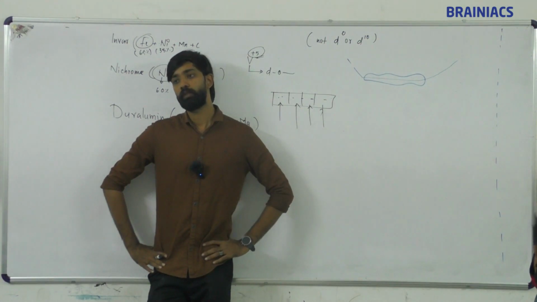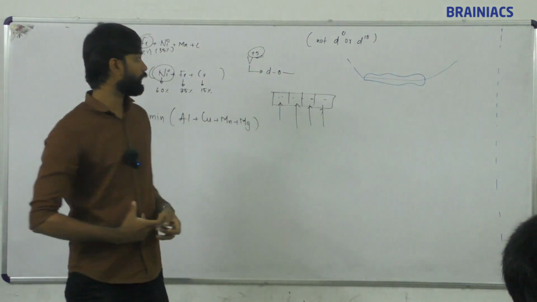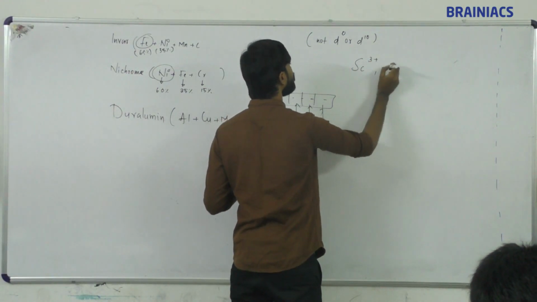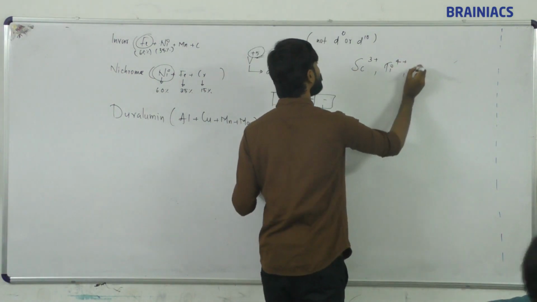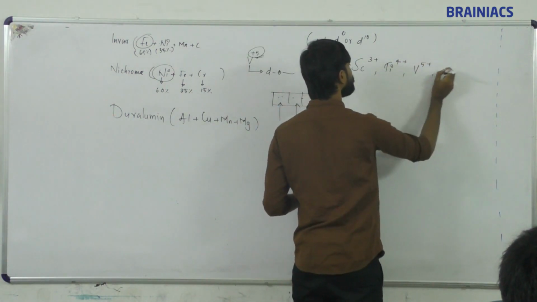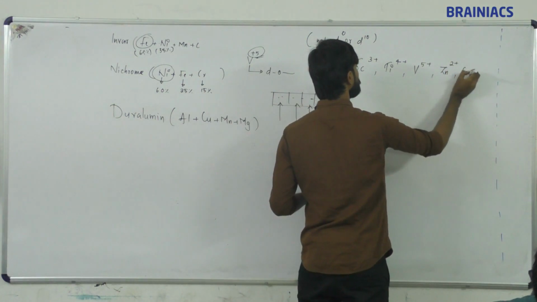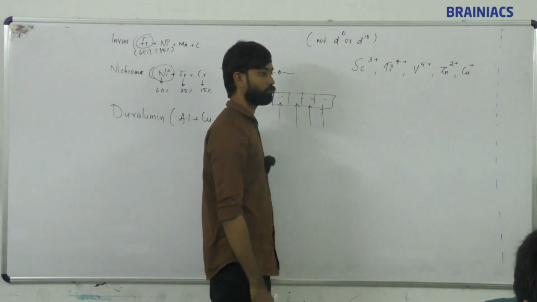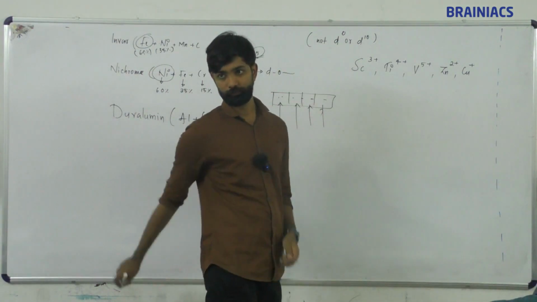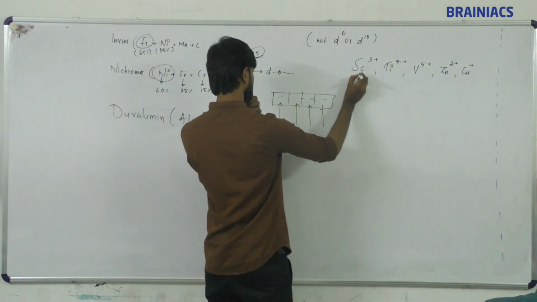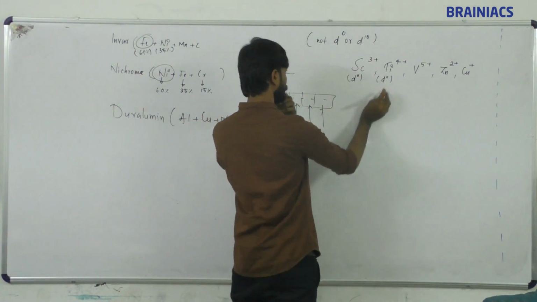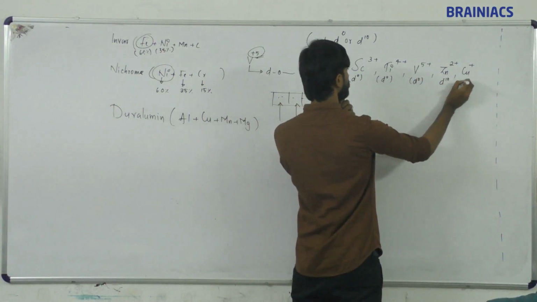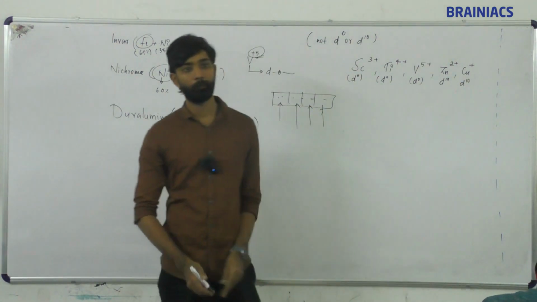Example: Sc3+, Ti4+, V5+, Zn2+, Cu+ are colorless. Reason? These first ones are all d0. These two are d10.